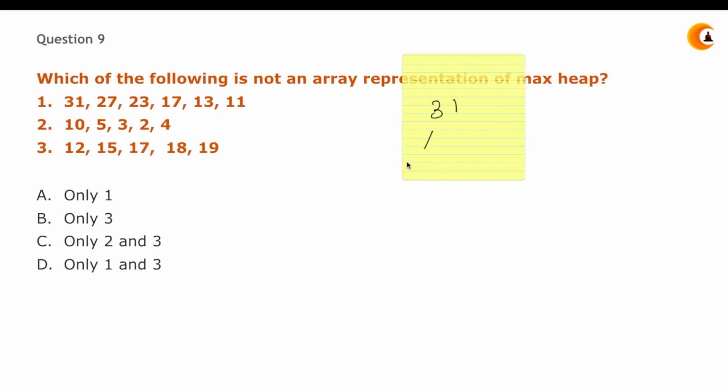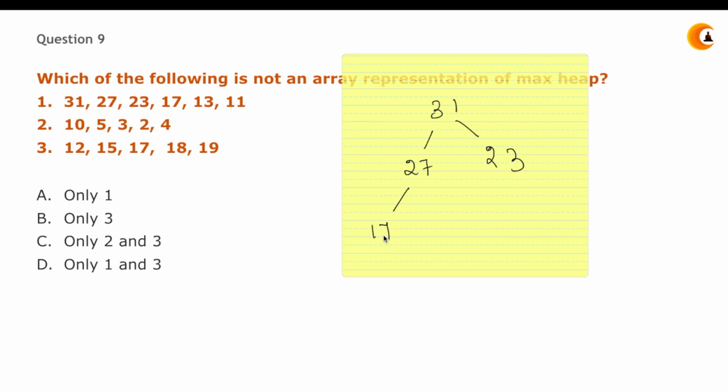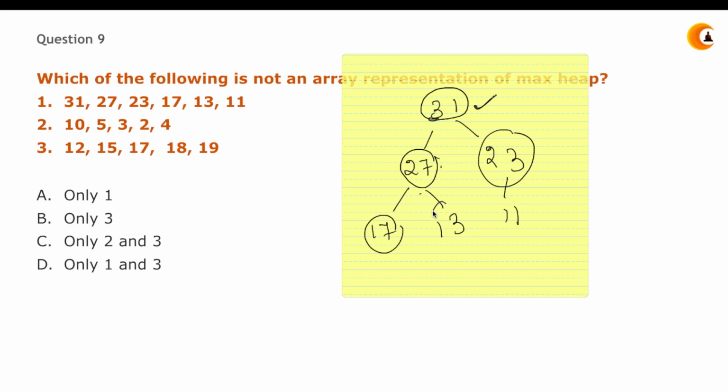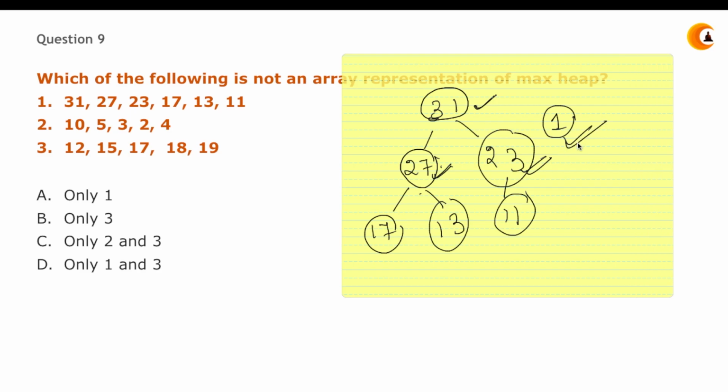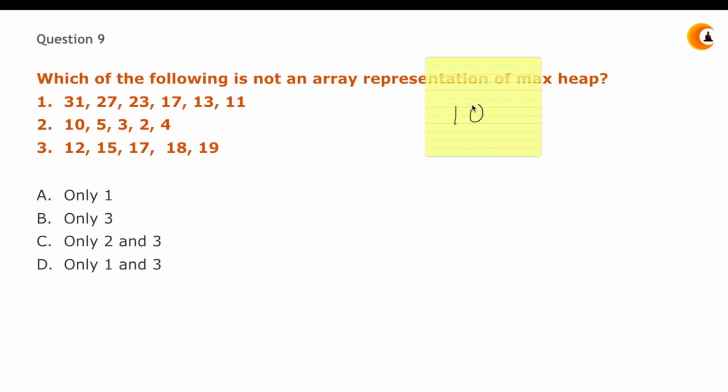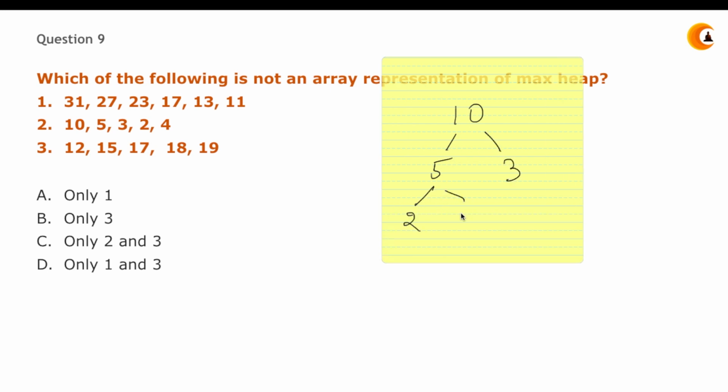It is 31. Okay, then 27, 23, 17, 13 and 11. Right? So this is the parent node, and the child node is smaller, the parent node is greater. Okay. Again over here, the child node is smaller, the parent node is greater. The child node is smaller, the parent node is greater. So option 1 is a max heap. Now let's move on to option 2. It says 10, then 5, then 3, then 2 and 4.